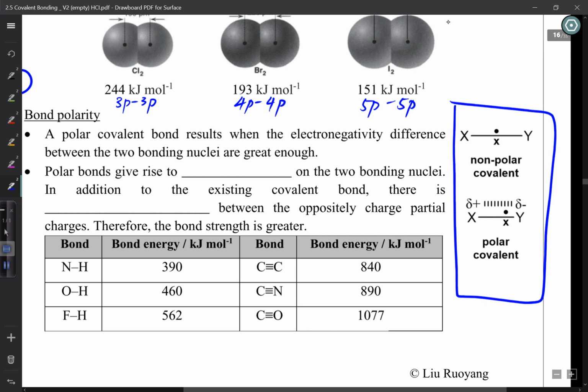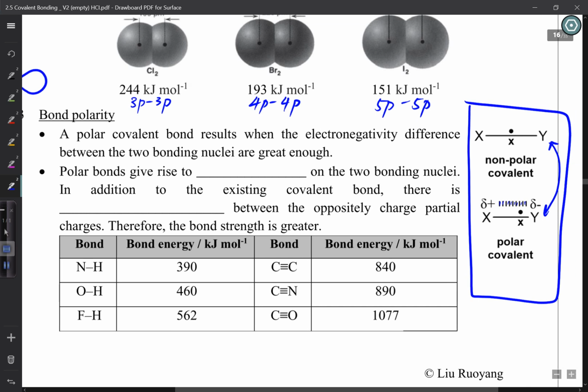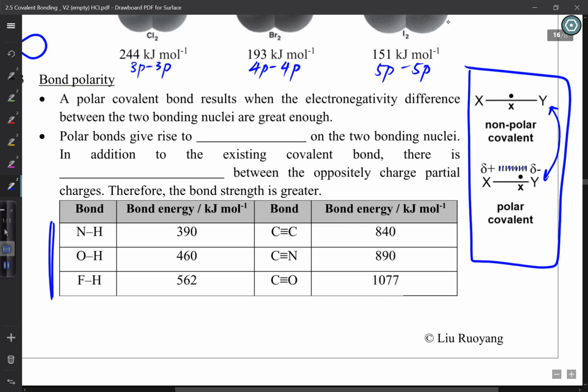So when you have a partial positive and partial negative, you have opposite charges, right? These opposite charges can undergo attraction. So on top of this covalent bond, you actually have this kind of weak attraction. Therefore, compared to the case on top, you expect a polar covalent bond to be stronger. This is exactly the reason why polar bonds are usually stronger than non-polar bonds. If you look at these 3 bonds, NH, OH versus FH, FH has the strongest bond energy. Why?